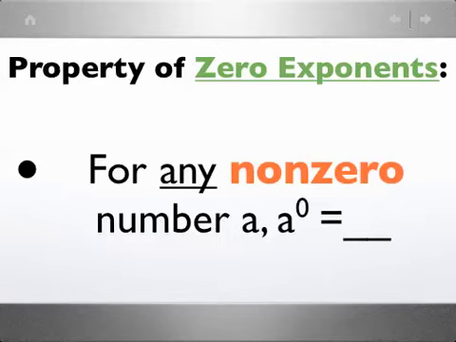For any non-zero number a, notice a is your base, which means it's the number being raised to a power. A to the 0 power is always going to be 1. So if you had 1,000,000 to the 0 power, it would be 1. If you had negative 1,000,000 to the 0 power, it would be 1. Or if you had like 1/1000th to the 0 power, it is going to be 1.